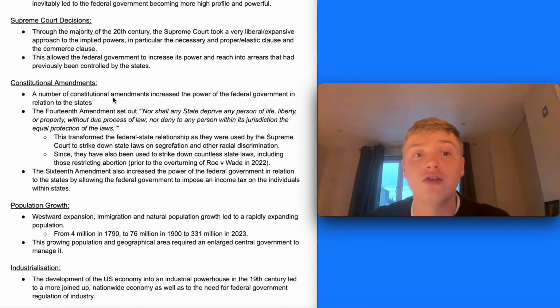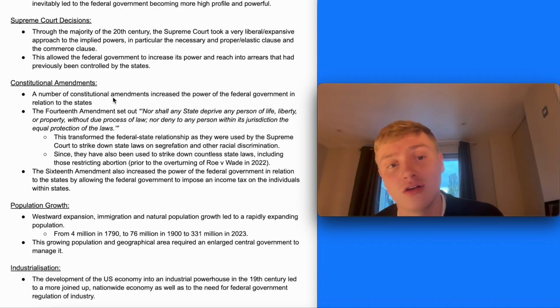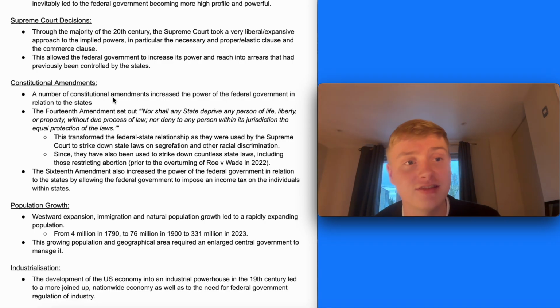Supreme Court judgments also played an important role. So through the majority of the 20th century, the Supreme Court took a very liberal and expansive approach to the implied powers in the Constitution, in particular the Necessary and Proper Clause, also known as the Elastic Clause, and the Commerce Clause. This allowed the federal government to increase its power and reach into areas that had previously been controlled by the states, in particular by a lot of things being defined as interstate commerce.